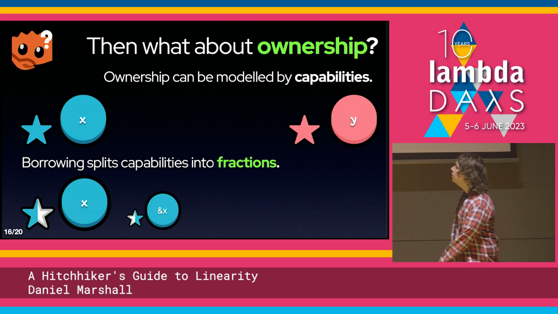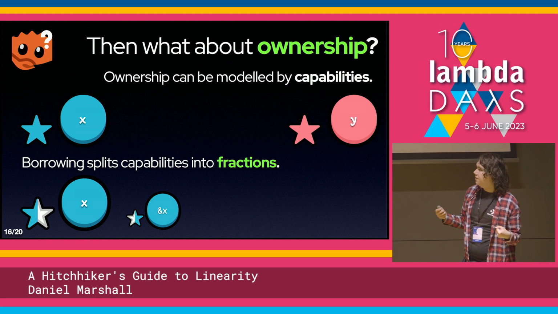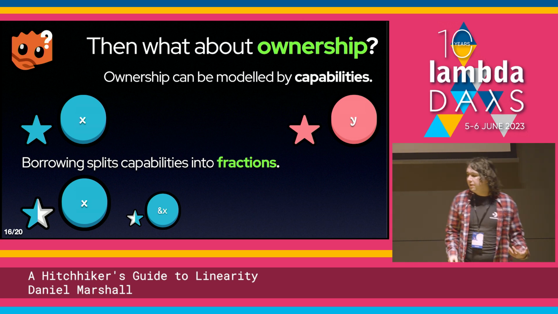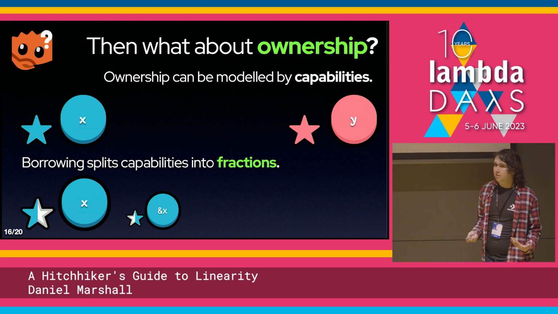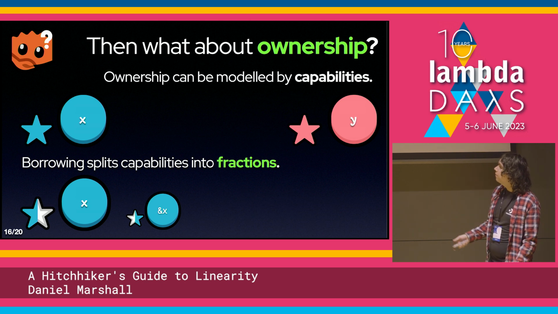Here's an example. So if I have x and I create another reference which borrows that value x, we can split this capability up into two pieces. So now we have part of the capability in each side, but we don't have the full thing. So what that means is we don't have unique access to the value, so we can't mutate it safely. But we do have access to the value, so we can read from it, and that is totally fine.